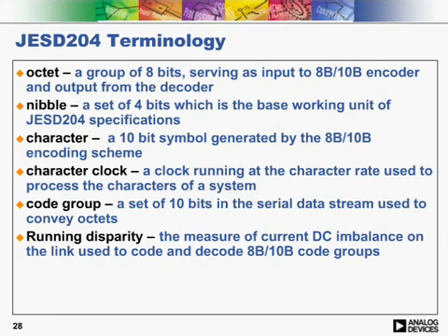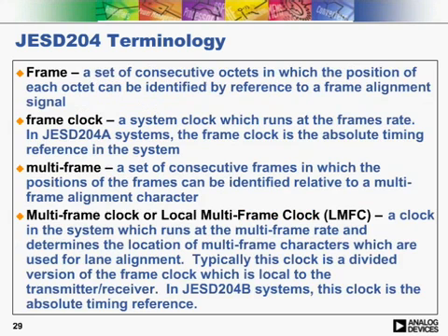The running disparity is the measure of current DC imbalance on the link used to code and decode 8B10B code groups. The frame is a set of consecutive octets in which the position of each octet can be identified by reference to a frame alignment signal. The frame clock is a system clock which runs at the frame rate. In 204A systems, the frame clock is the absolute timing reference in the system. A multi-frame is a set of consecutive frames in which the positions of the frames can be identified relative to the multi-frame alignment character.